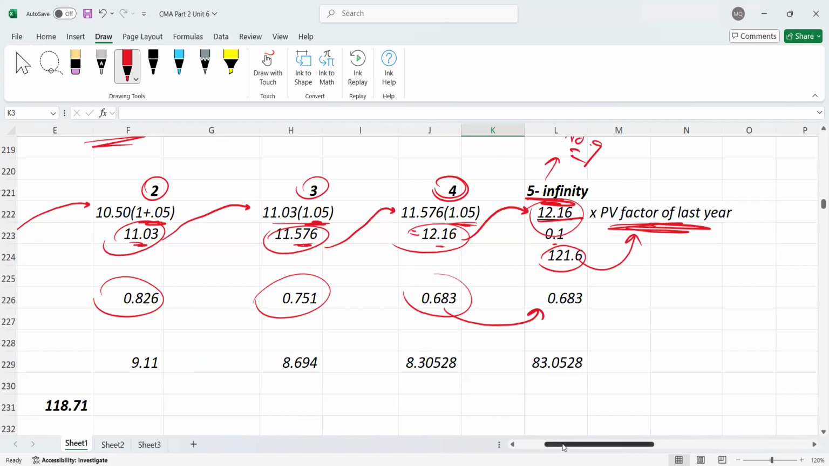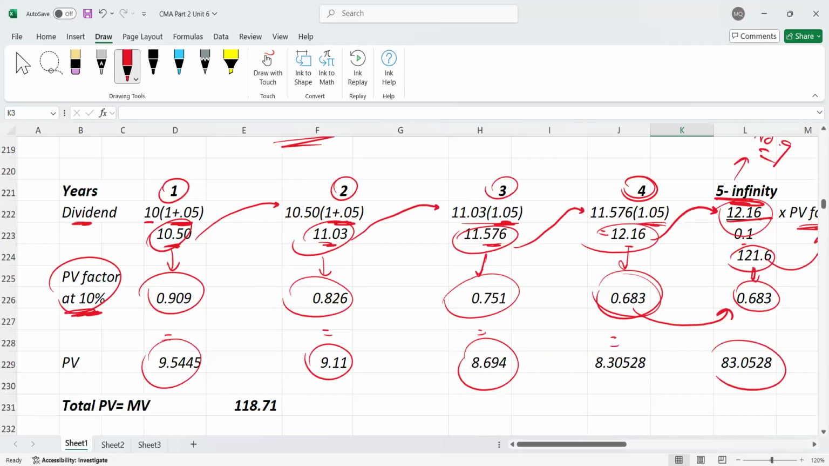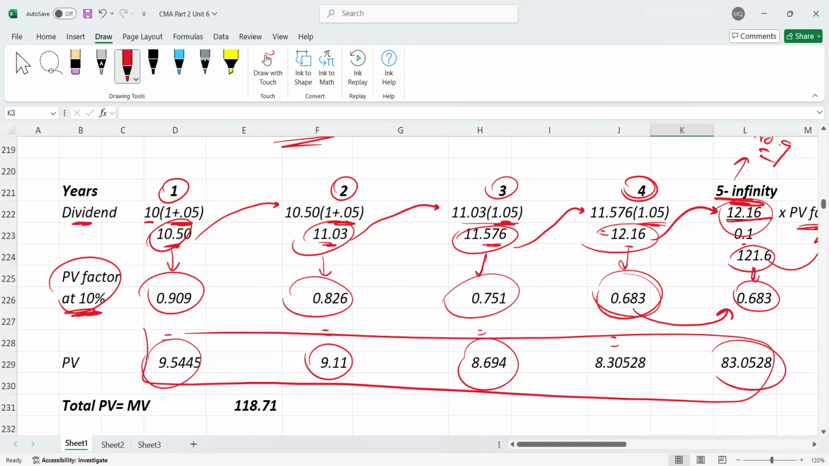Now I'll multiply cash flows with the discount factor, and I'll get the present value. Cash flows with the discount factor, I'll get the present value, for each year. Now I'll add all these values. This will give you a total present value, which is equal to market value per share. Understood, guys? I hope it is clear, right? This is how the dividend discount model will work.